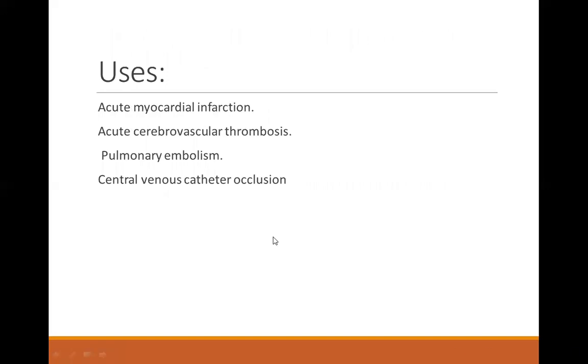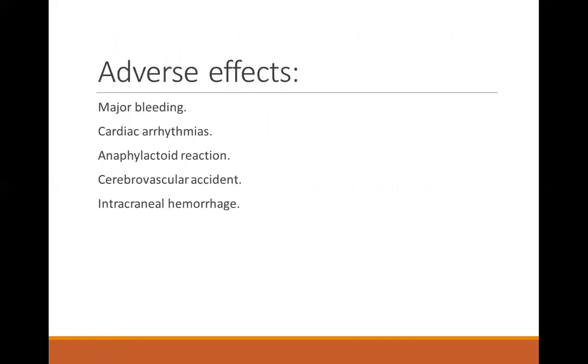Here the uses again are myocardial infarction. We use this medication for acute cerebrovascular thrombosis, pulmonary embolism, and central venous catheter occlusion. Adverse effects again are major bleeding, cardiac arrhythmias, and anaphylactoid reaction. As I told you, basically they will not get an anaphylactic reaction with this, unlike streptokinase, but there may be. Cerebrovascular accident and intracranial hemorrhages are side effects that can be seen with this medication.